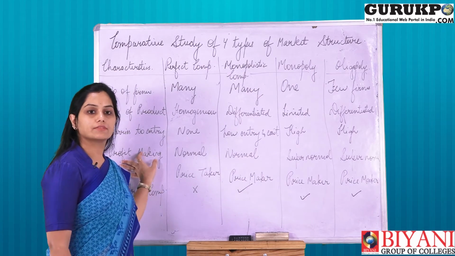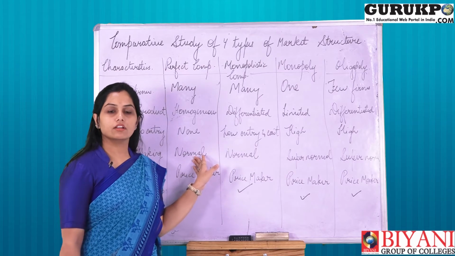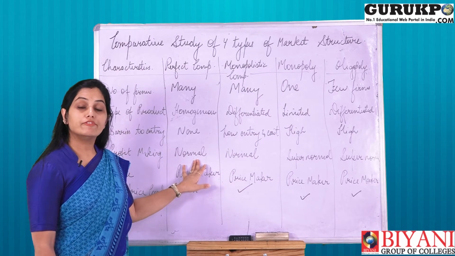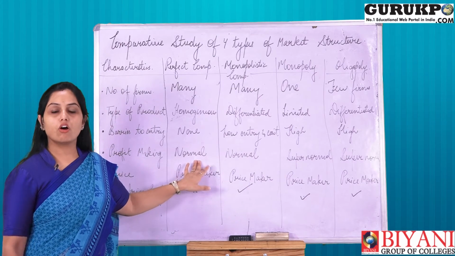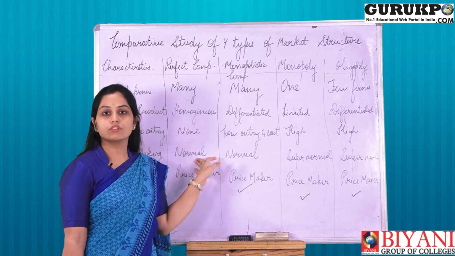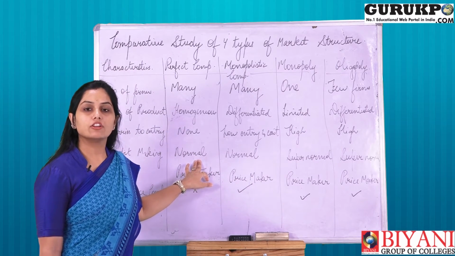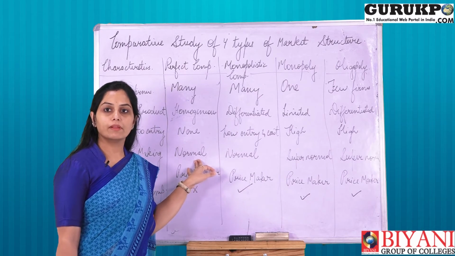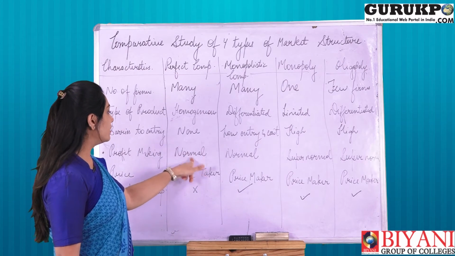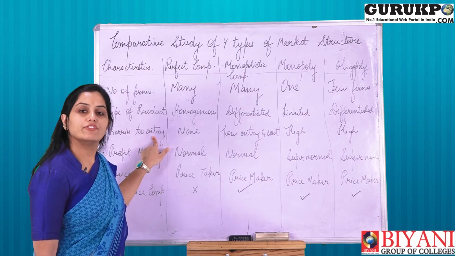Now the next point of discussion is profit making. In perfect competition, in the long run, a firm will always earn normal profit. In the short run, a firm can earn losses or abnormal profit. And there is a situation where they have to shut down the firm if they are not able to cover their average variable cost. But in the long run, perfect competition will earn a normal profit because of free entry and free exit.